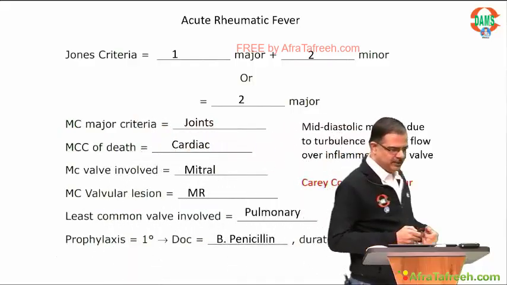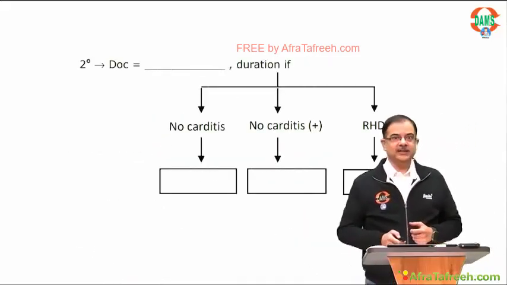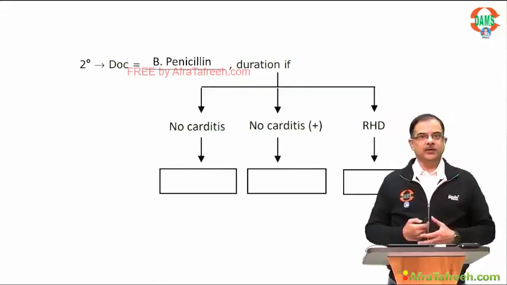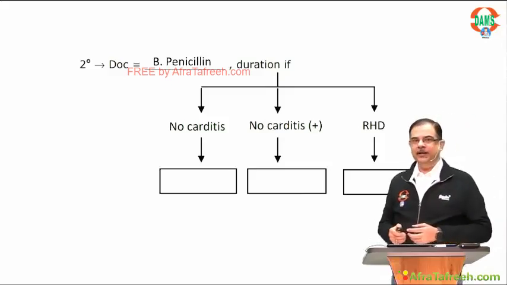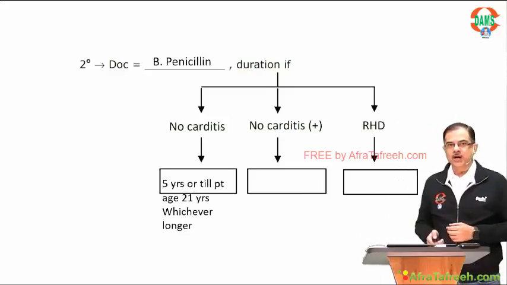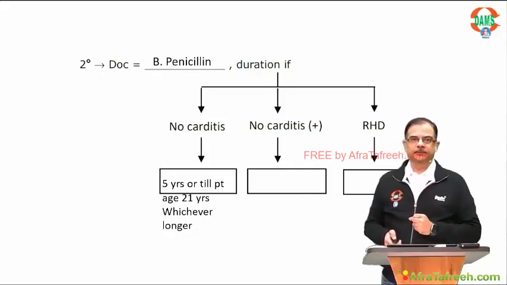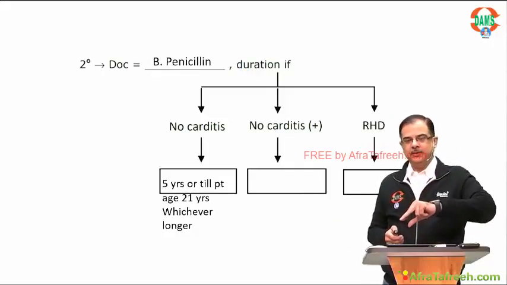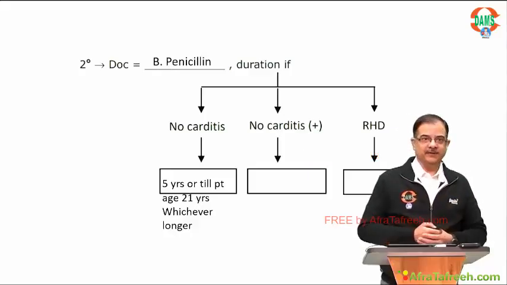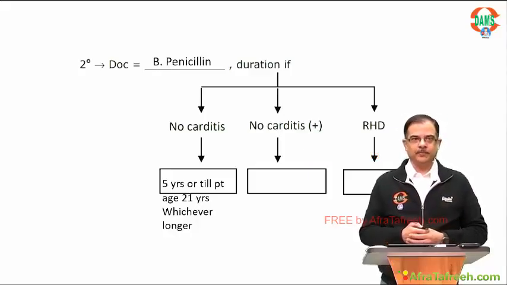A single dose is sufficient. While if it is secondary prophylaxis, the drug of choice is benzathine penicillin only, and the duration will depend on carditis. If there is no carditis, 5 years or till the patient achieves 21 years of age.